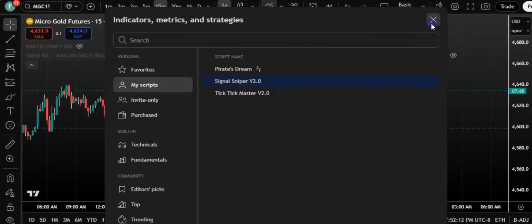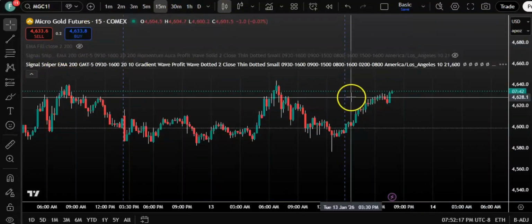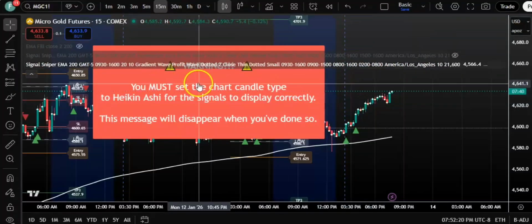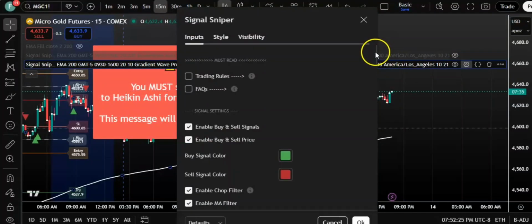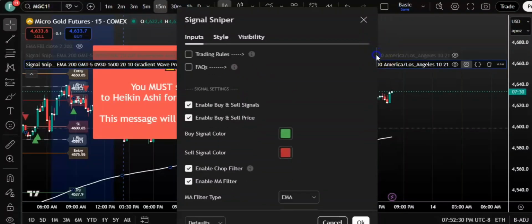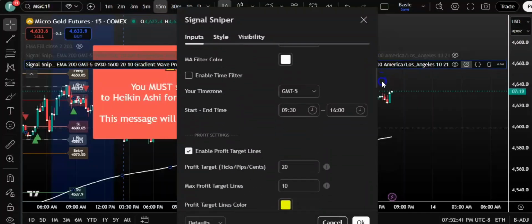Signal Sniper. See, there we go, it's on my chart, so it should look something like this. I'm gonna go to the settings and the first thing I want to do is turn off the Fibonacci things. Well, I'm gonna start from the top. Disable the signals, and make sure the time filter is turned off.